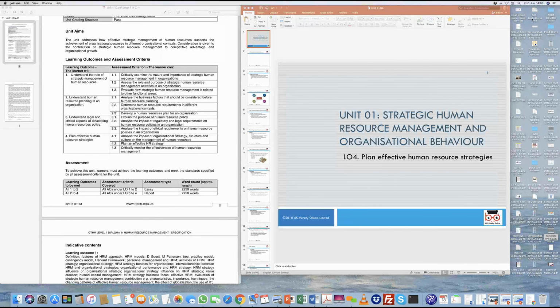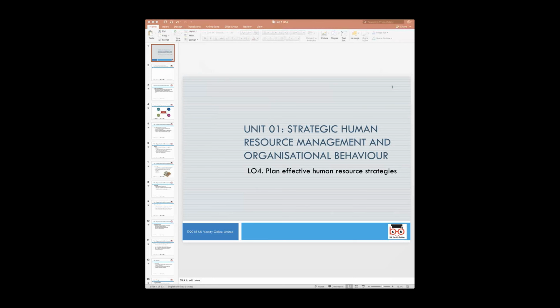So what we want to be able to do today is carry on from learning outcome 4. What we want to do today is understand how an HR strategy is put into place.